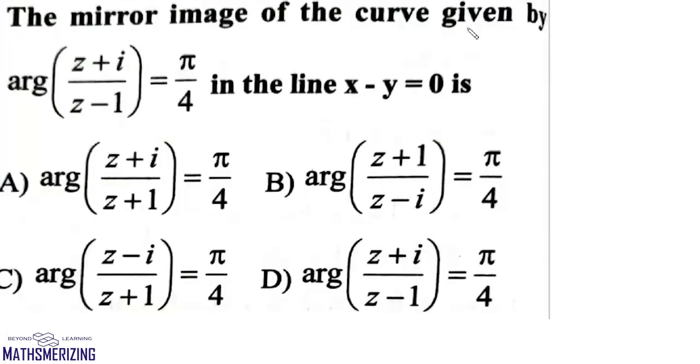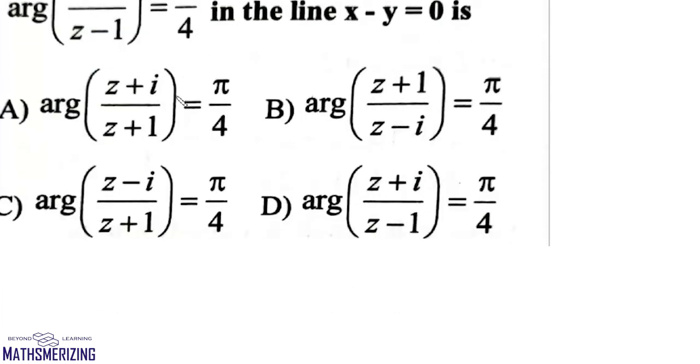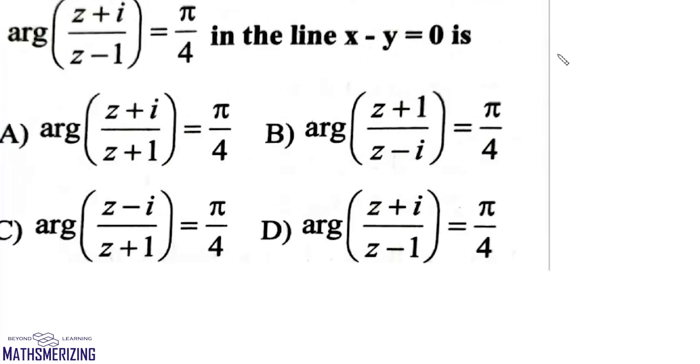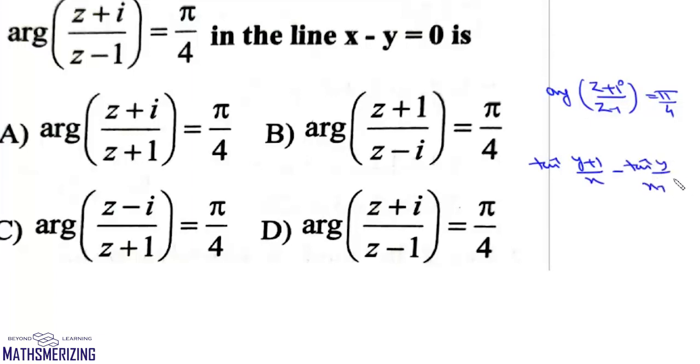Now we need to find mirror image of this curve given by argument z plus iota upon z minus 1 equals pi by 4 in the line y equals x. Now what we are given is, we are given argument of z plus iota upon z minus 1 equals pi by 4. Now we can write this as tan inverse y plus 1 by x minus tan inverse y upon x minus 1 and it will be pi by 4.